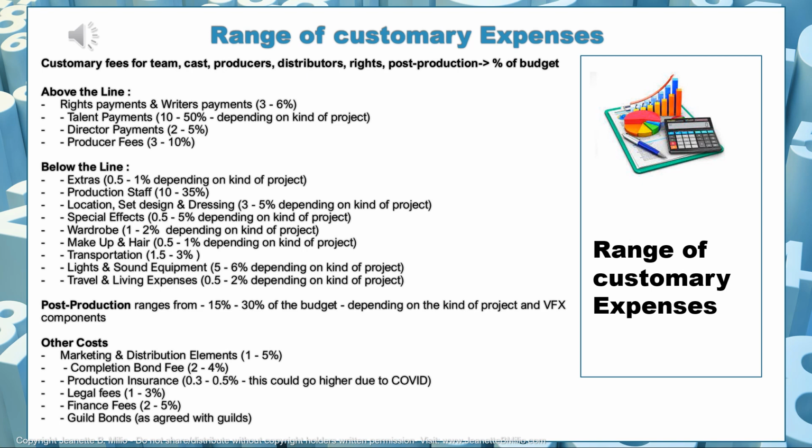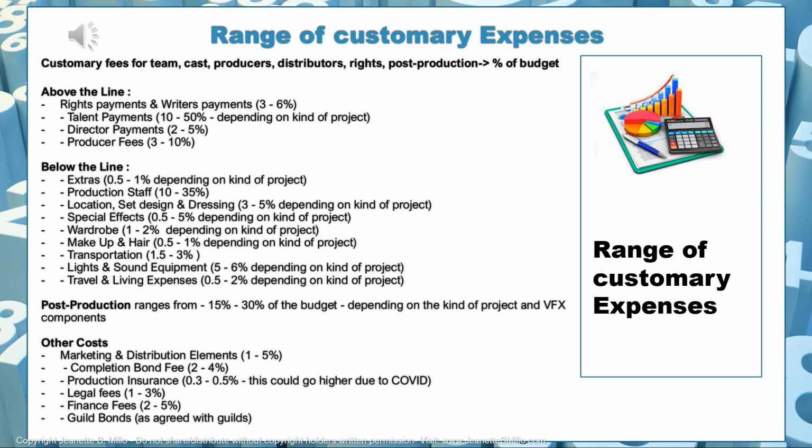Location, set, design, and dressing, 3 to 5%, again, very much depends on the project and the scope. Special effects I've seen anywhere from 0.5% to 5%, always subject to the kind of project you produce. So if you produce an action-driven thriller, there is a lot of special effects in there potentially, so that would obviously increase this line item. Wardrobe, I've seen from 1 to 2%. Again, I should say here, if it's a period piece or a film even set in the future, like a sci-fi, this could go up.